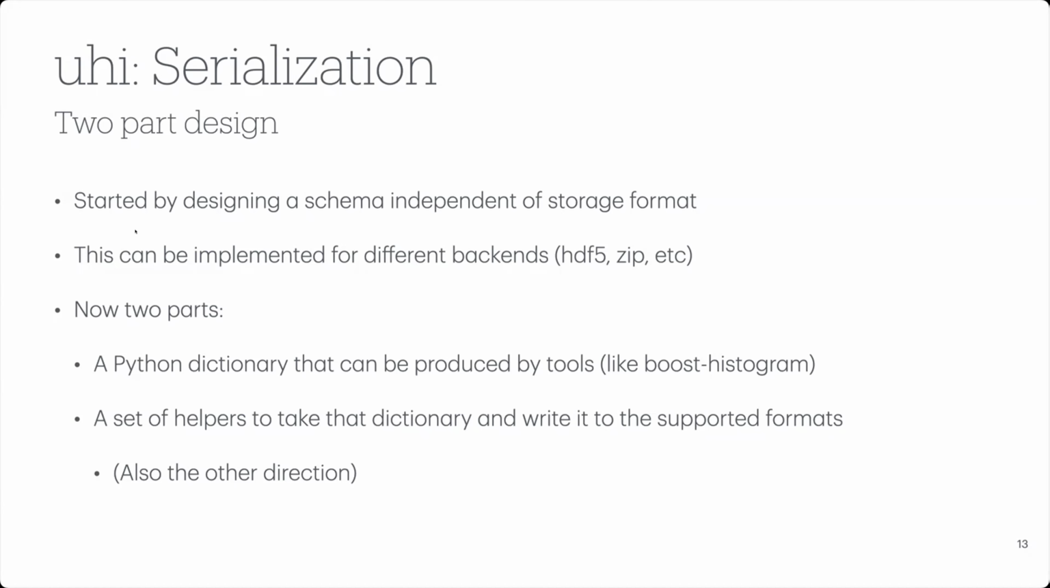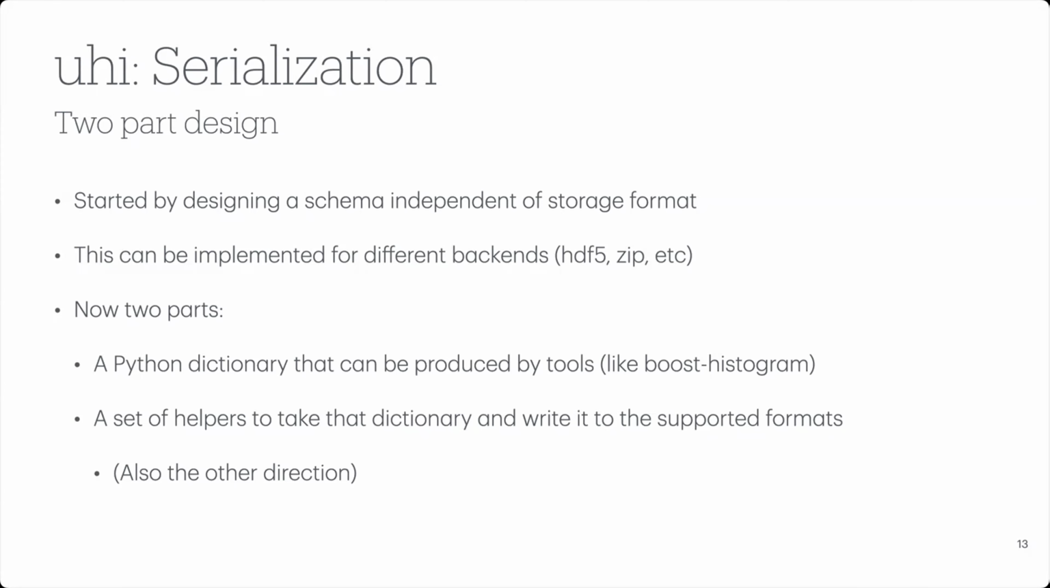I think one thing that was really useful here is we ended up splitting this up into a two-part design. There's a Python dictionary that gets produced or consumed by tools like boost-histogram. So boost-histogram has the ability to produce this Python dictionary that represents a serialized histogram. And then we provide a set of helpers, and these are implemented in UHI, that take a dictionary and can write it to multiple different formats. And of course, the other direction as well. We have helpers for both directions.